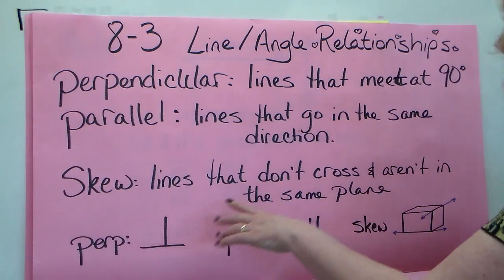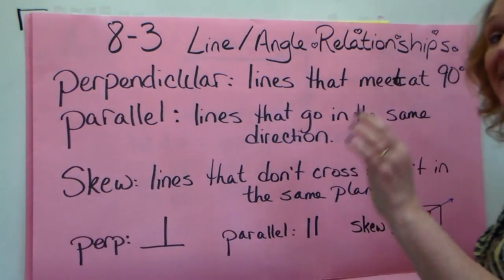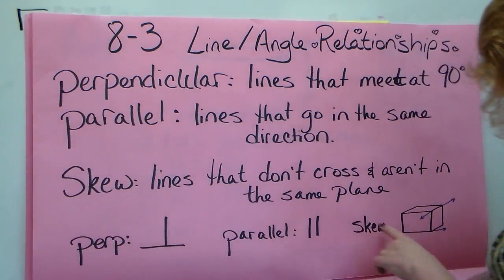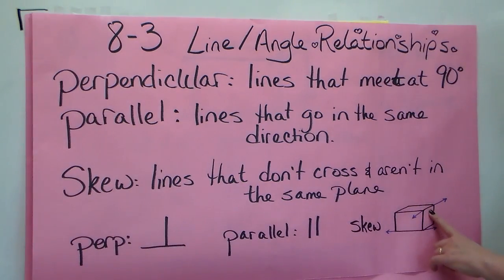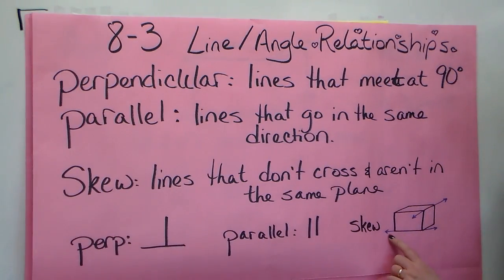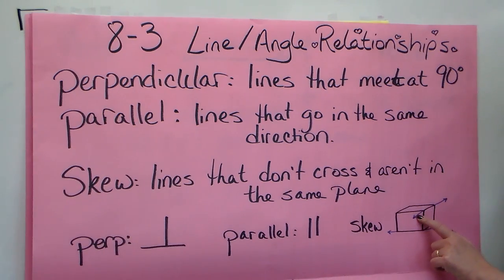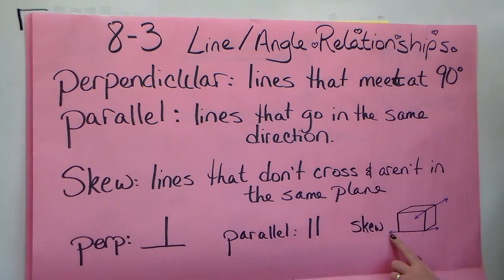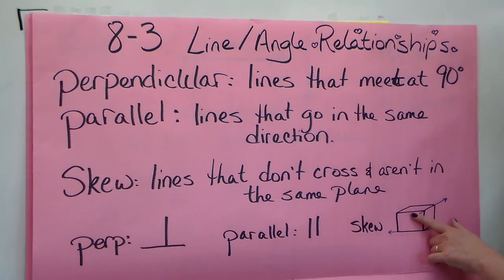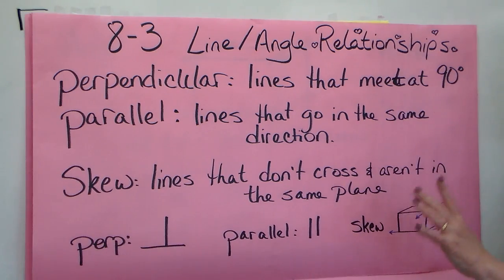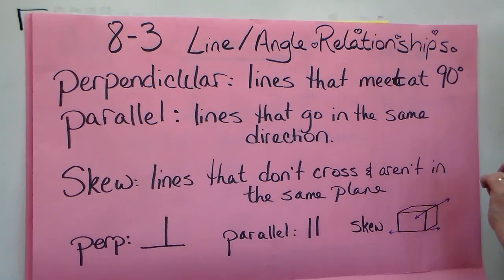And then we have skew lines. Now, skew lines are the lines that don't cross and they aren't in the same plane. Now, for this I had to draw you a box. A skew line, here's one line on the box. And here's another line on the box, and these two lines never cross. They're not in the same plane. They're not going in the same direction. They're never going to touch. These are what's called skew.